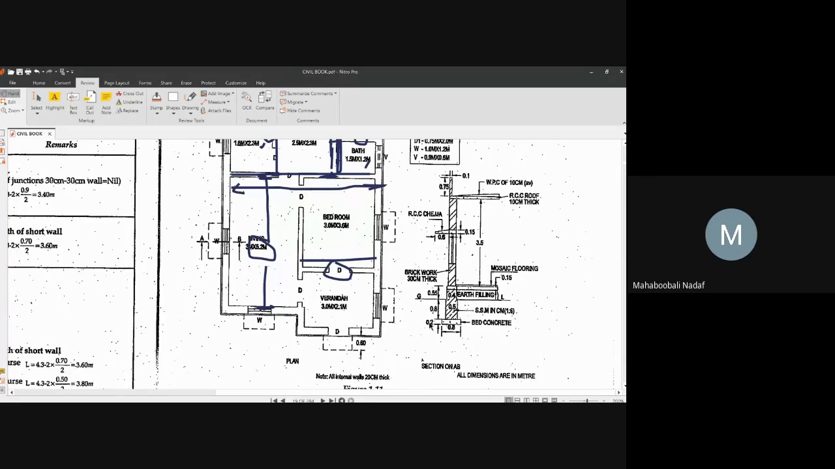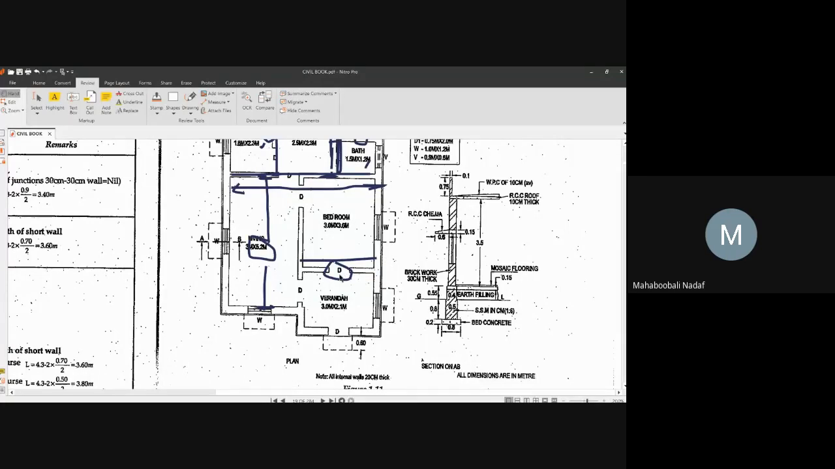So try to understand. It is 1 meter depth. 0.8 is the width. But that excavation length, width and depth are the same for internal walls also, and the same for external walls also. No problem here.